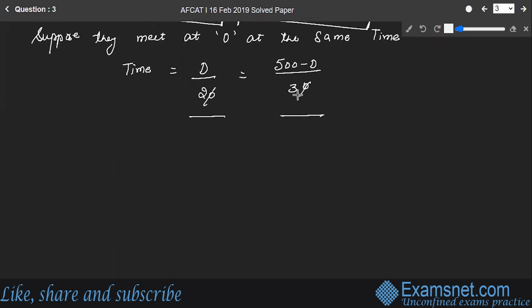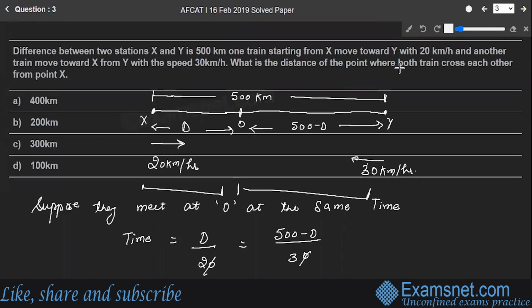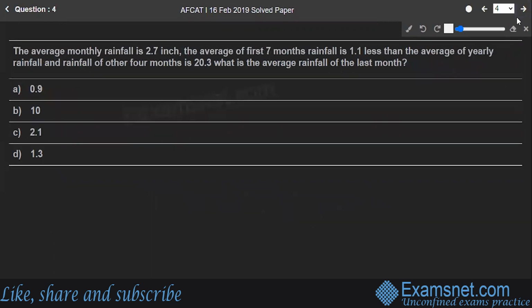Okay, now easy. Let's solve it further. 0 and 0 will cancel and you will have 3D is equal to 1000 minus 2D, or 5D is equal to 1000, which gives you D is equal to 200. And this is what we were looking for, the distance of point O from X. So both the trains, this was the question. What is the distance of the point where both trains cross each other from X? So this is equal to 200 kilometers, right? That means this D comes out to be 200 kilometers. Option B. Clear? Next is question number 4.